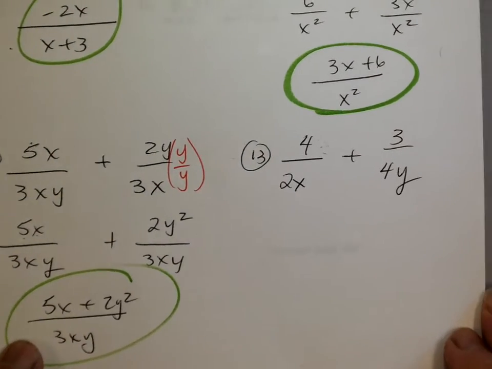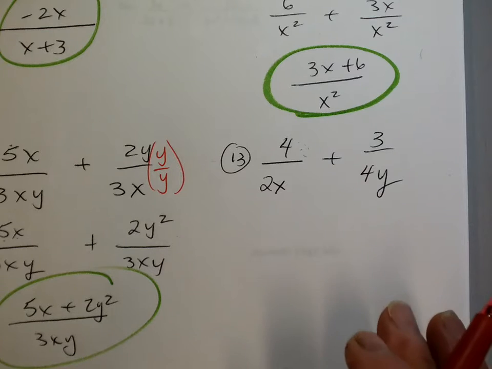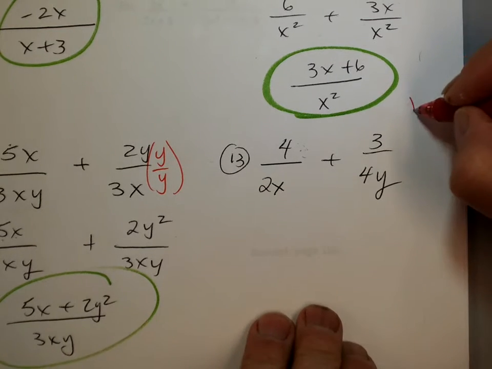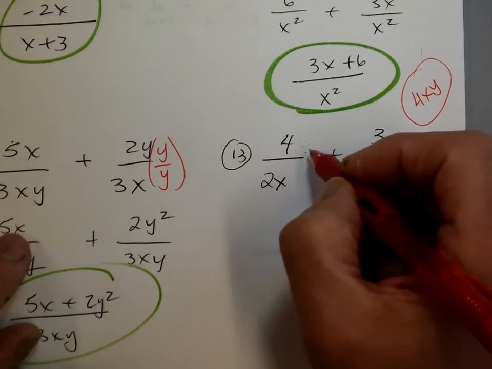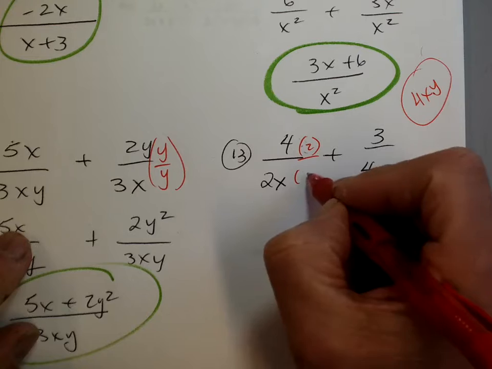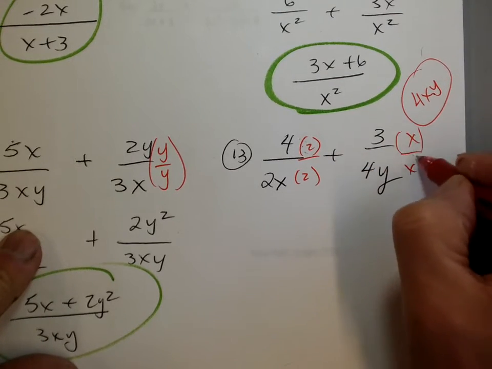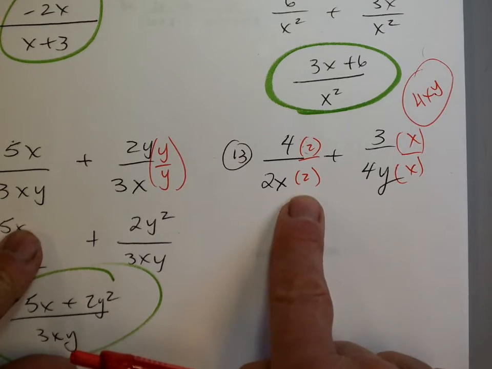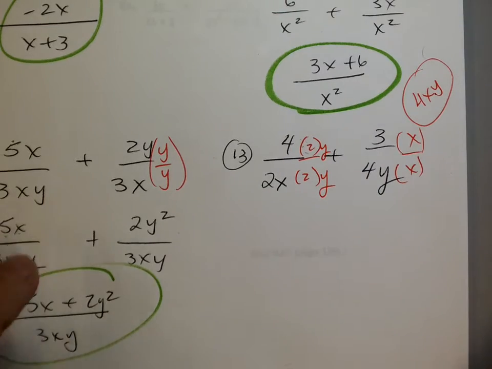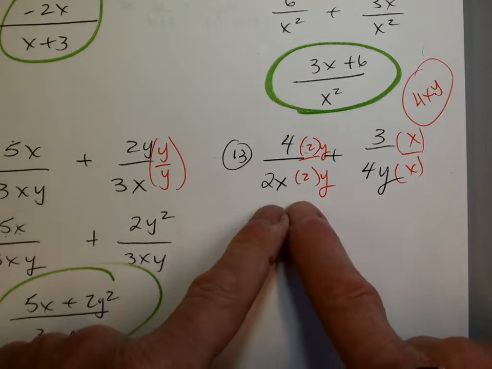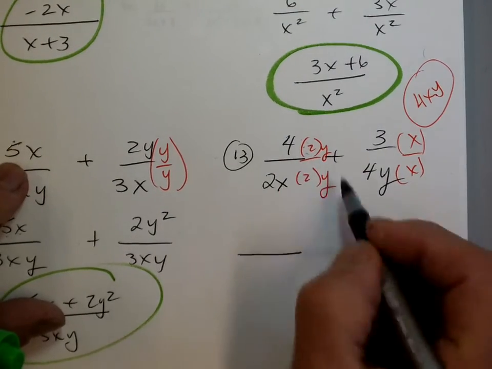Okay, let's look at number 13. So if I look at 13, I want a common denominator. I'm thinking probably 4xy as the common denominator. So let's multiply this one by 2 over 2. And let's multiply this one by an x over x, because that would make them the same. Oh, I need to do more. A y over y, silly me, and that'll make a 4xy and a 4xy. So let's see what we have as a common denominator. So top fraction is an 8y.